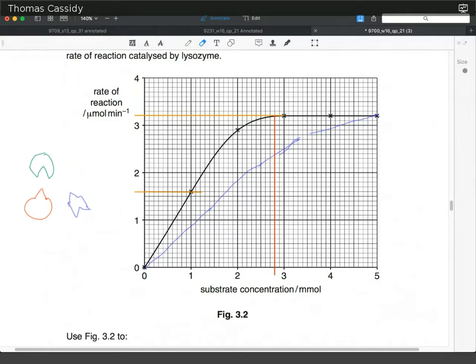but it will happen a lot slower, and so you'll have a much lower gradient, which is what they're looking for. They're looking just for a single graph line with a lower gradient that reaches or approaches a plateau at the top.